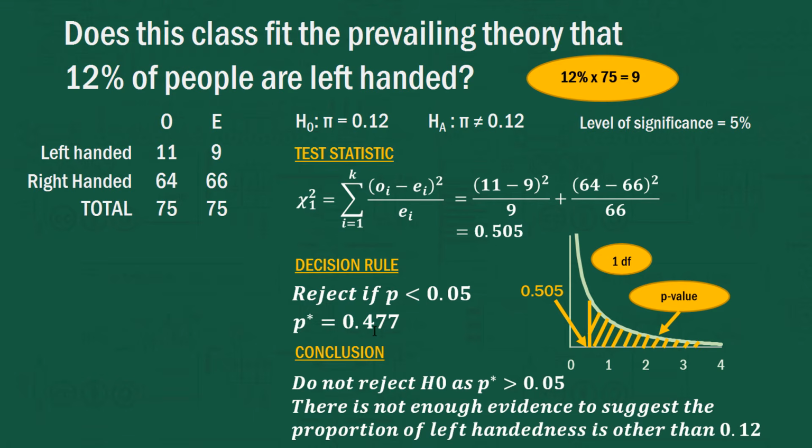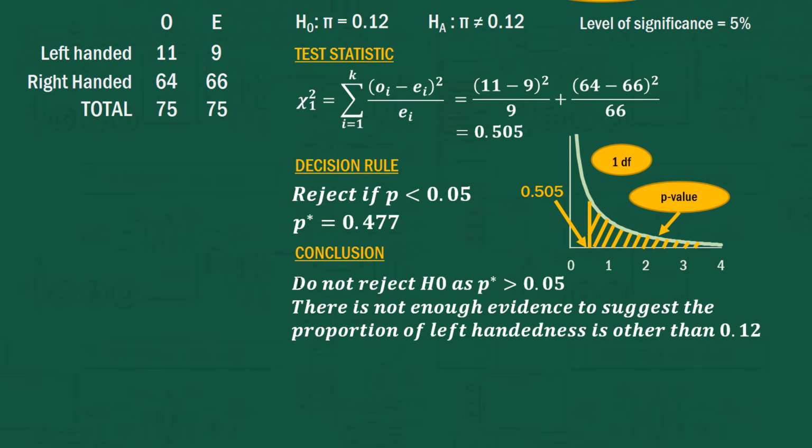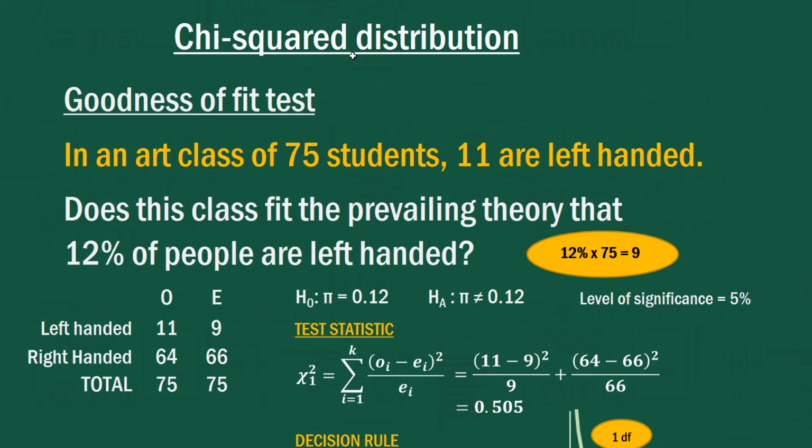It's very high. And again, we could construct the same conclusion. Do not reject the null hypothesis as the p-value is greater than 0.05. And we'd have the same conclusion. Okay, so there you have your chi-squared goodness of fit test.